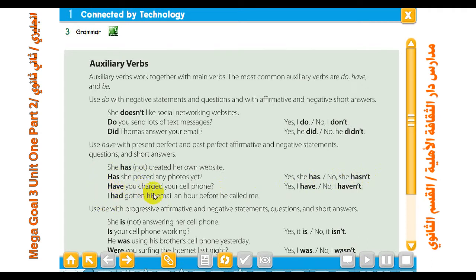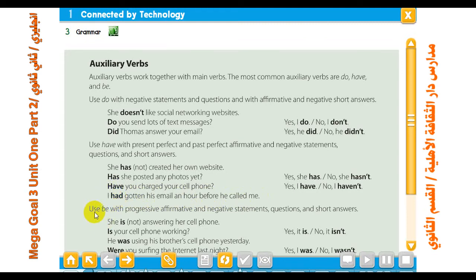Another question. Have you charged your cell phone? We have verb 3, charged. This is verb 3, and we used have before the pronoun you. The answer for have you is yes I have or no I haven't. I had gotten his email an hour before he called me. This is the past perfect tense, so we used the auxiliary verb had.